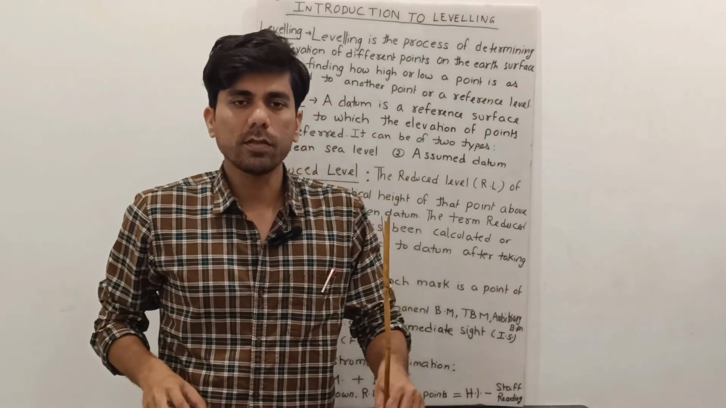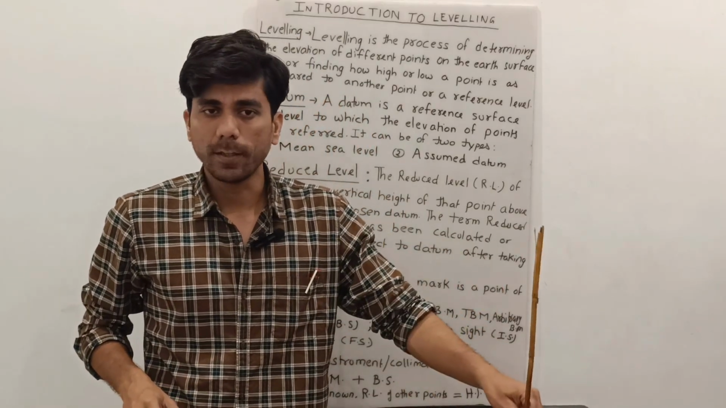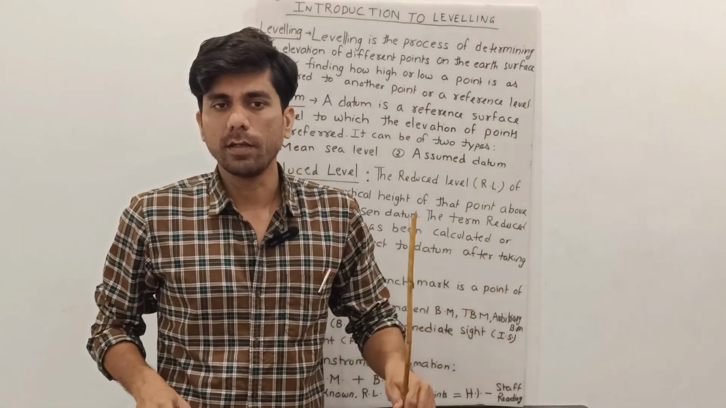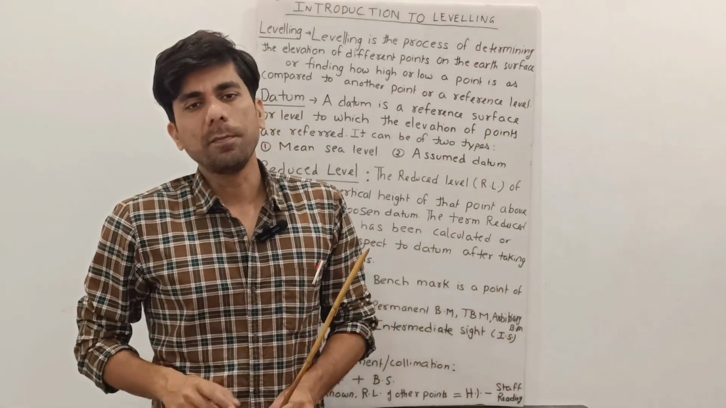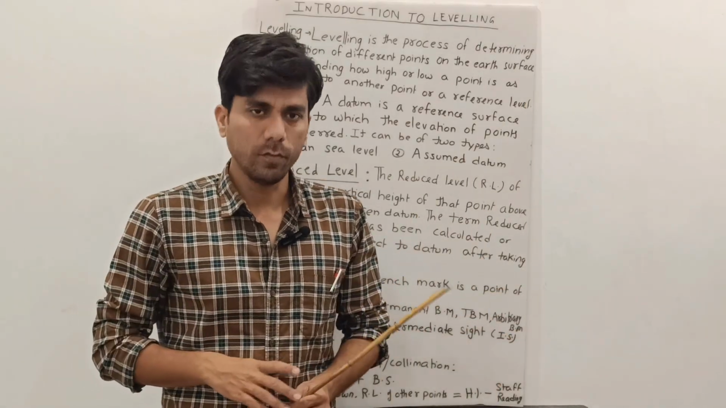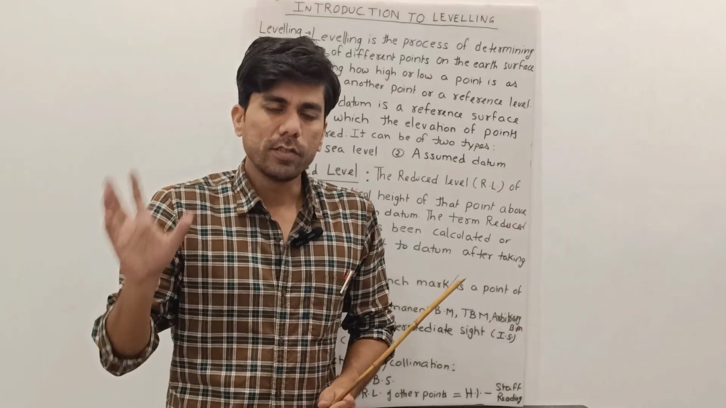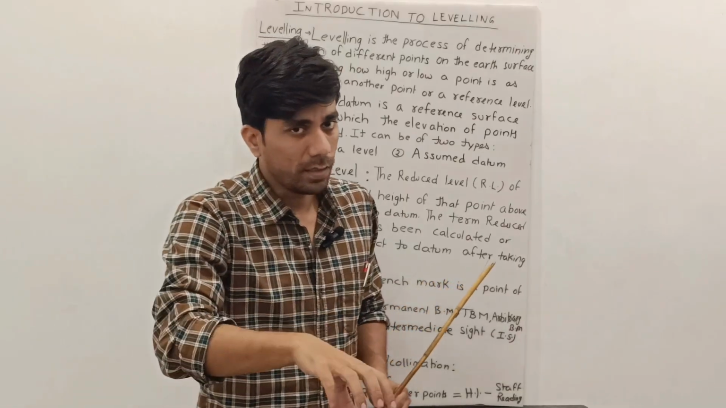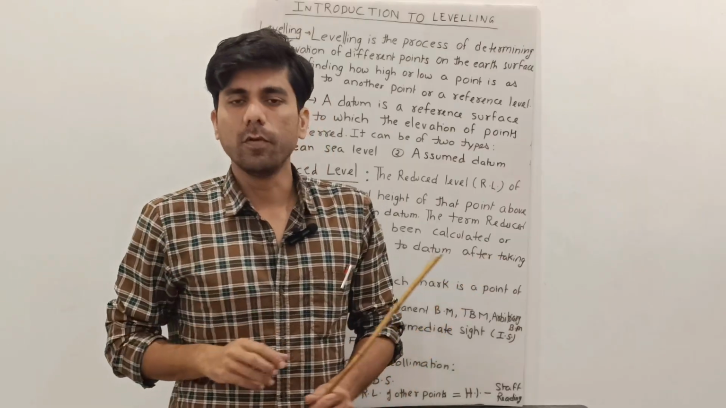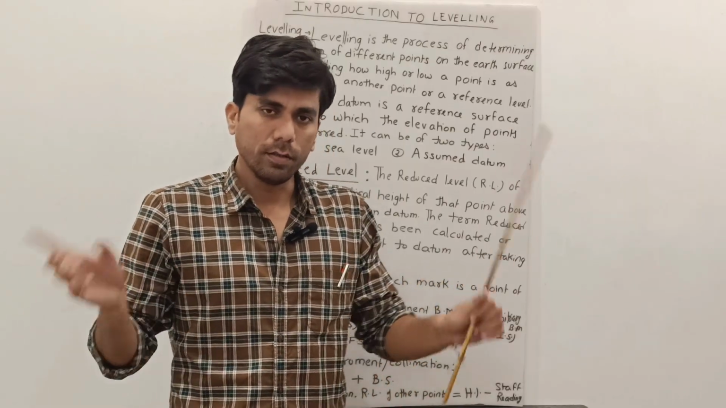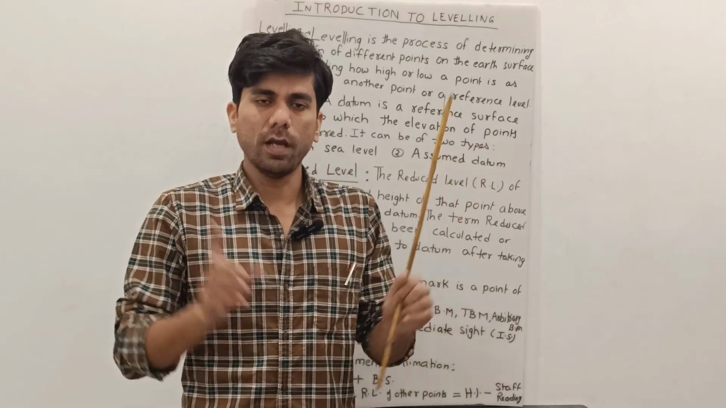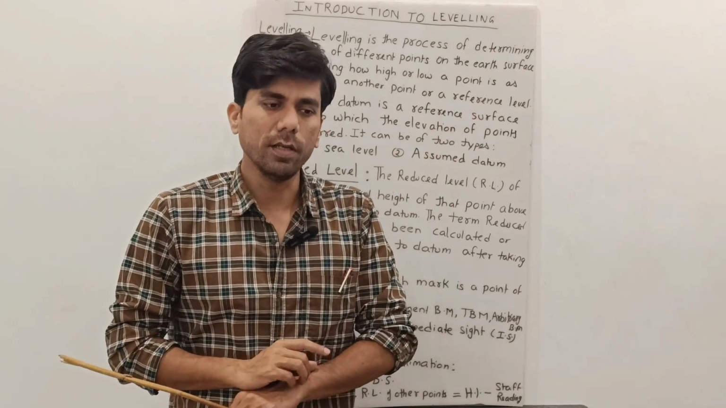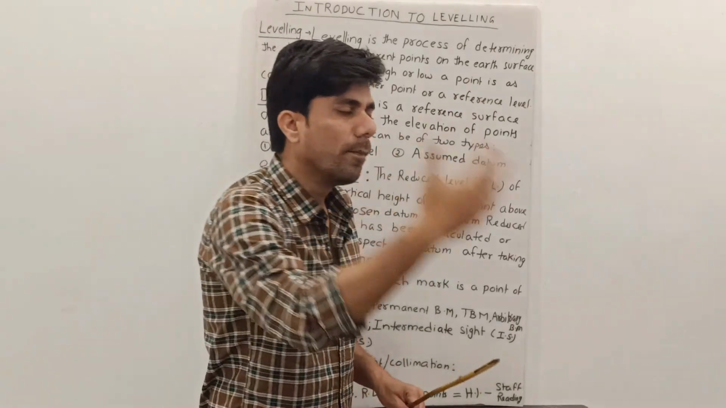So you take your staff to a newer position, and you place your staff there, you take a reading. That reading can be your intermediate sight or can be your foresight. Any reading which is taken from a certain instrument station can be an intermediate sight or can be a foresight. But how is it different? How are intermediate sight and foresight different from each other? That is the number of reading.